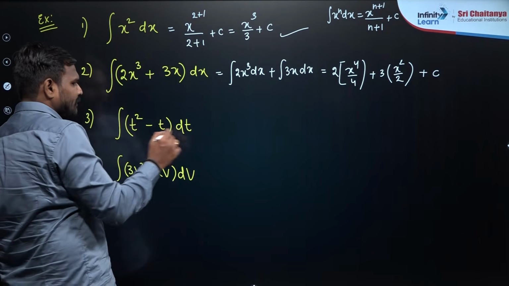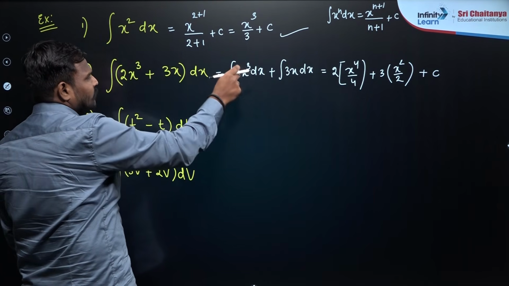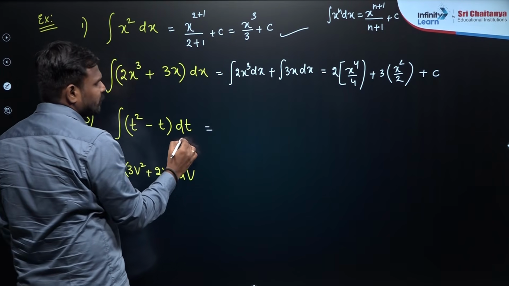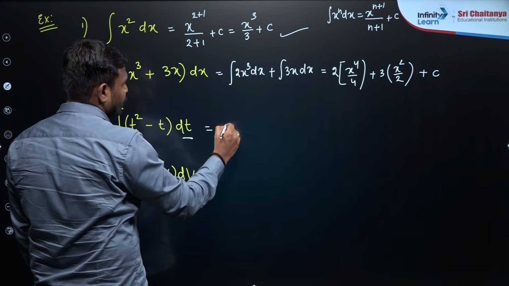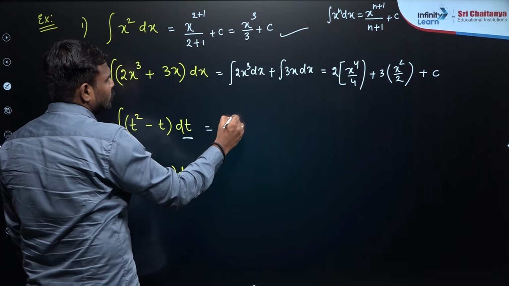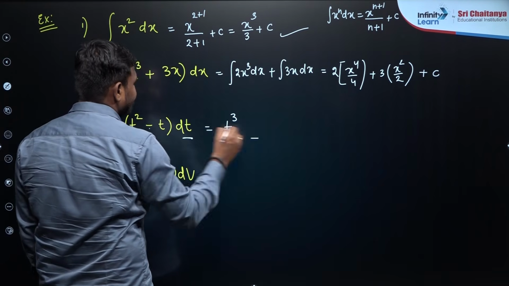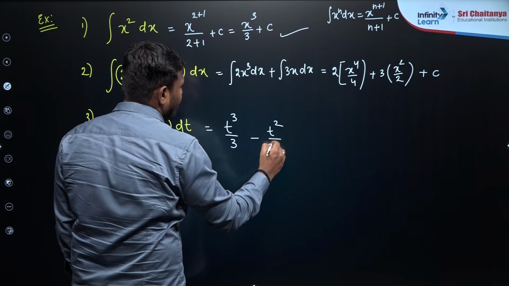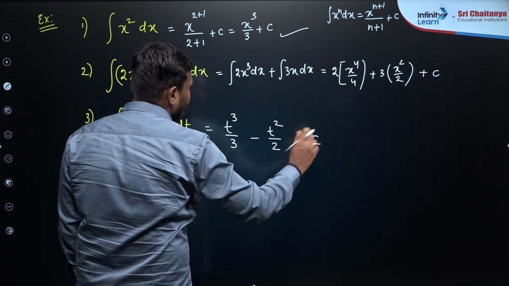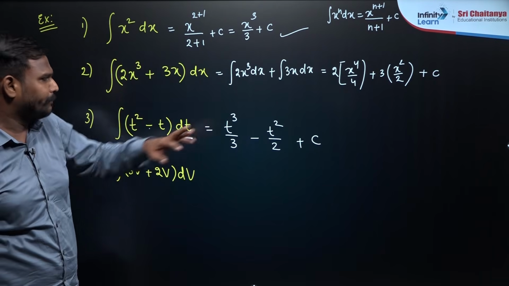Integral t square minus t dt. So in the previous question, x was the variable, so we added the x. In this question, who is the variable? T is the variable, so we have to integrate the t. So t power 2 is there, so 2 plus 1 by 2 plus 1, minus, t power 1 is there, sir, so 1 plus 1 by 1 plus 1. In the end, we will write plus c. Understood?